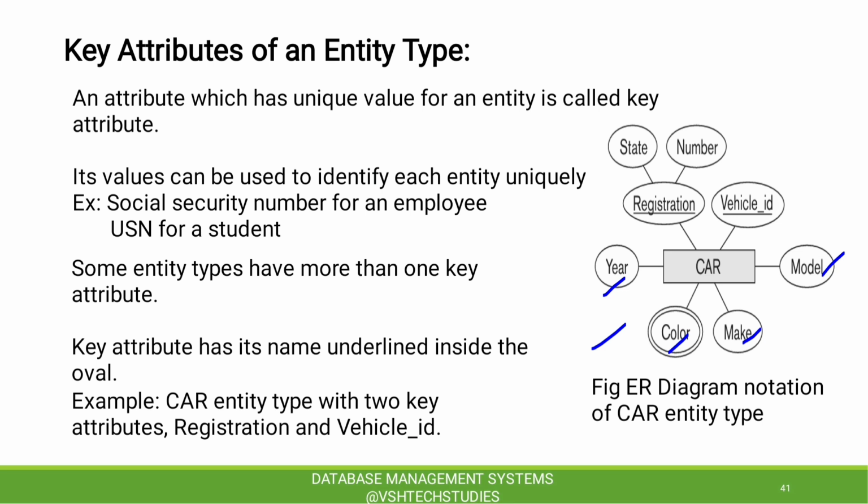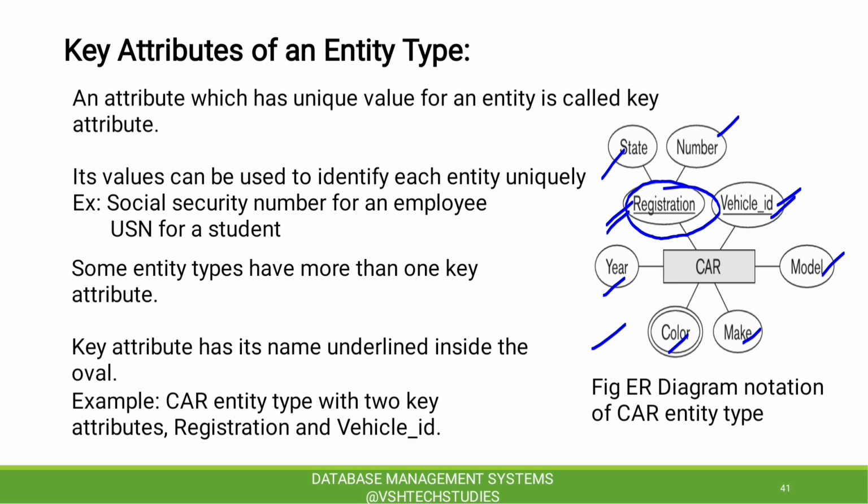Then vehicle ID is a key attribute because it is underlined here. Each vehicle will have its own ID, that is, unique values. Hence it is the key attribute. One more key attribute is there, that is registration number. That is also written within an oval and underlined. This example has two key attributes. This is a simple key attribute, but this is a composite key attribute because registration number can be further divided into state code and number part.